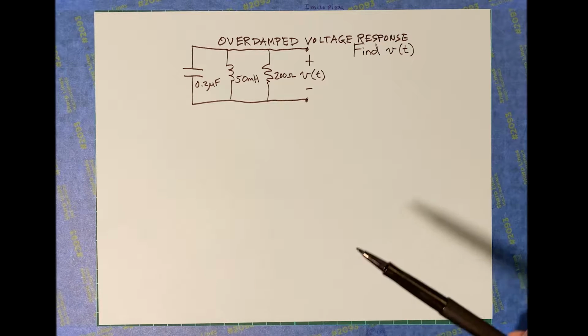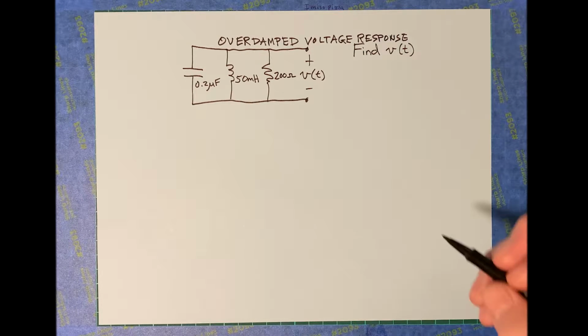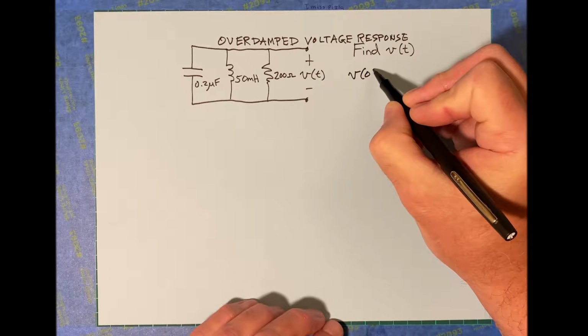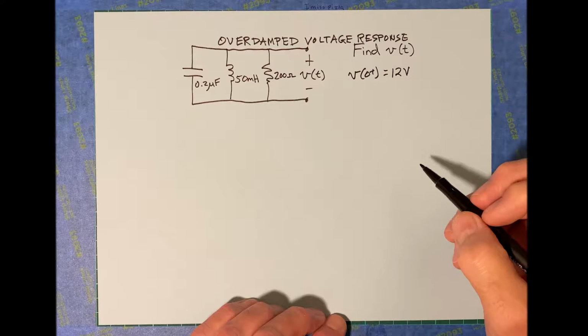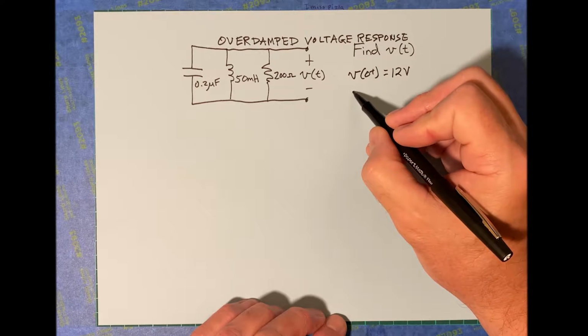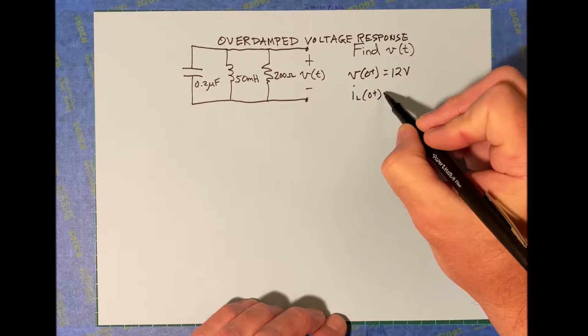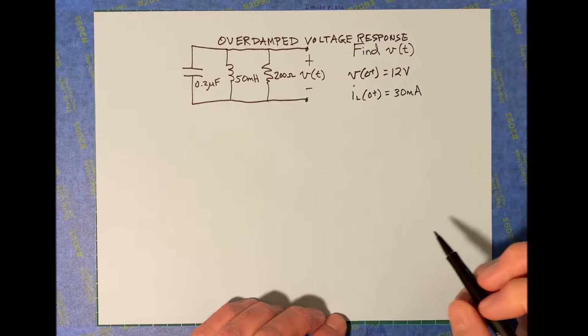The voltage across all of those things is what we're trying to find, and we know that it's going to change over time. You need a little bit of extra information here, so let's say that the voltage at 0 plus is equal to 12 volts, and the current through the inductor at 0 plus is 30 milliamps.